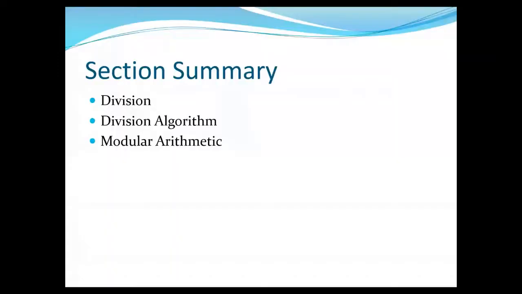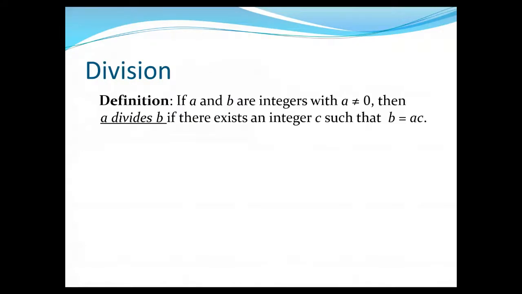Just a summary about this section: we're going to discuss what the division algorithm is, and what modular arithmetic is. So let's first define what division is. Based on our book, the division definition: if a and b are integers with a not equal to 0, then a divides b if there exists an integer c such that b is equal to ac.